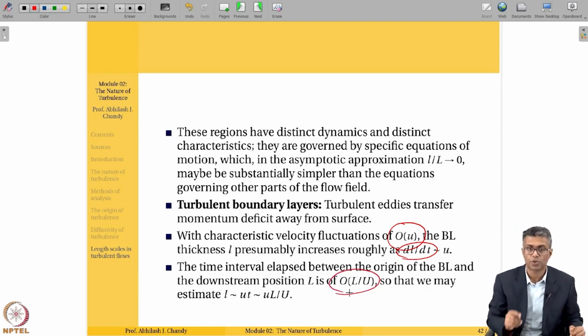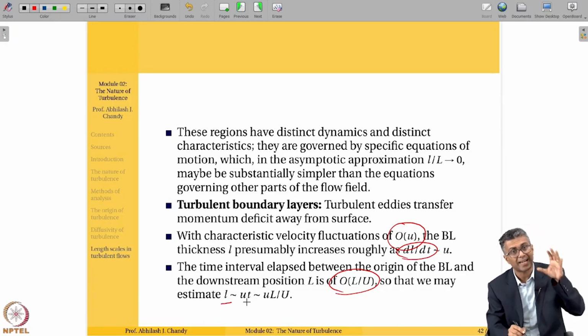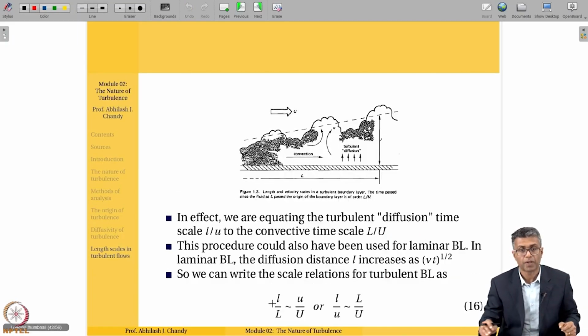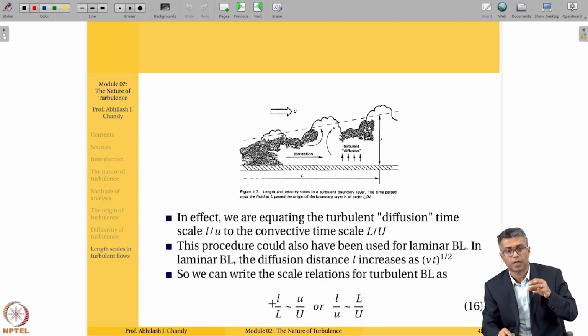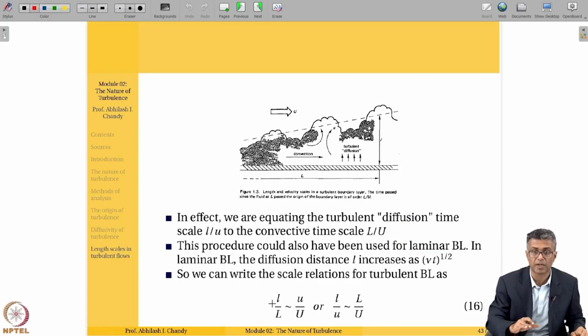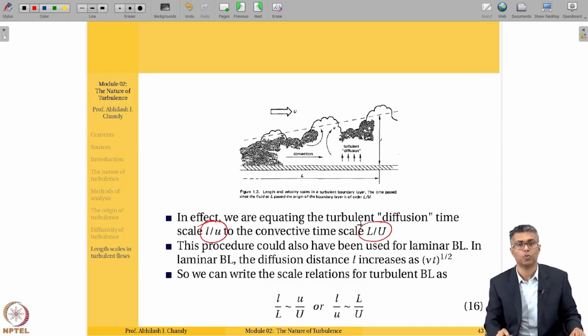which is what is shown here. So now if I think of my diffusive length scale, small l, it can be written as u times t, and t is that time scale associated with the large length scale. So that would be uL over U. So what we now have is small l is of the order of magnitude of uL over U. Okay, so now let's think in terms of diffusion time. So essentially what we are doing is equating the turbulent diffusion time to the convective time scale L over U.